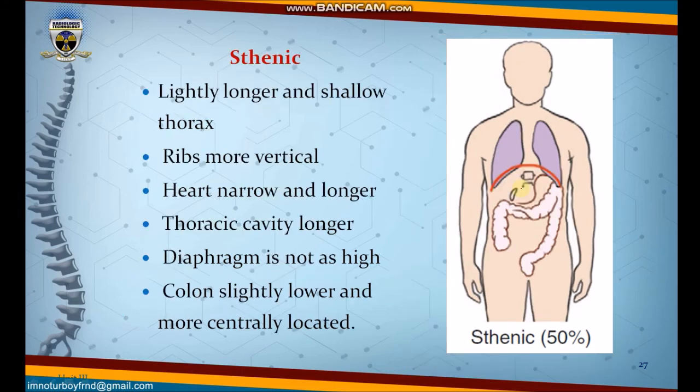Okay, so the sthenic, this is the normal build which composes 50% of the US population. It is a slightly longer and shallower thorax compared to the hypersthenic. Ribs are more vertical. The heart is narrow and longer. Thoracic cavity is longer. Diaphragm is not high. Colon slightly lower and more centrally located. So di ba kabantay mo ganina na itong hypersthenic, ang iyahang colon is naka-stretch gid og ayo. Ang iyahang transverse colon is halos na straighten na.